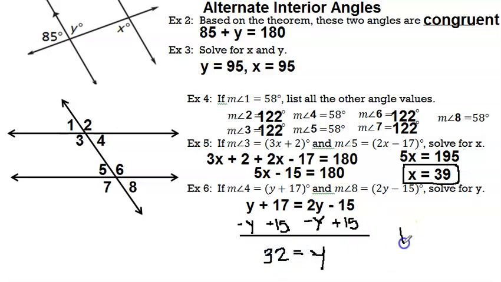That's a little bit sloppy, so let's write it separately here on the side and write it in the correct order here. We are going to say that y equals 32. And again, if you had to plug it back in to figure out each angle measure, you could. They're both going to come out to 49 degrees.